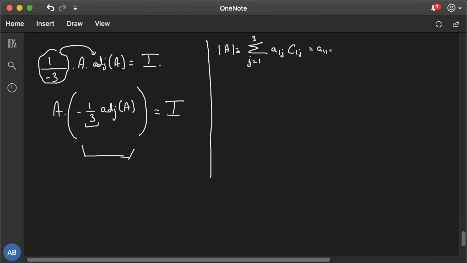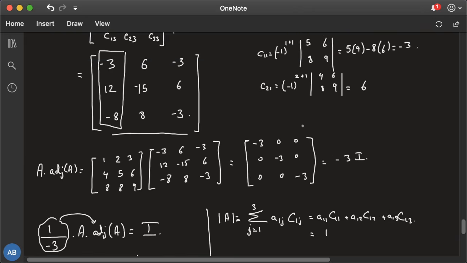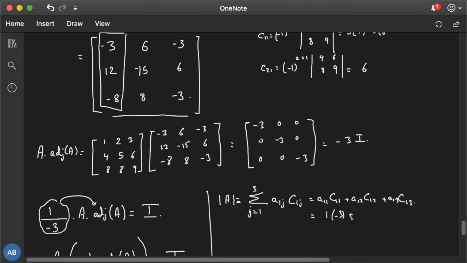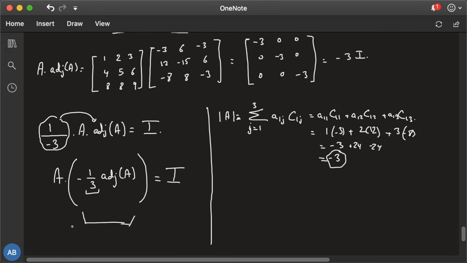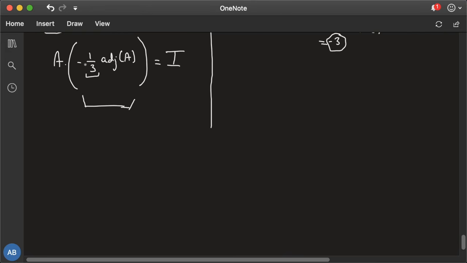That is A11 C11 plus A12 C12 plus A13 C13, right? Replacing, we get 1 times C11, which is minus 3, plus 2 times C12, plus 3 times C13, that is minus 8. You get minus 3 plus 24, minus 24, which is minus 3. So the determinant is found in the denominator over here.